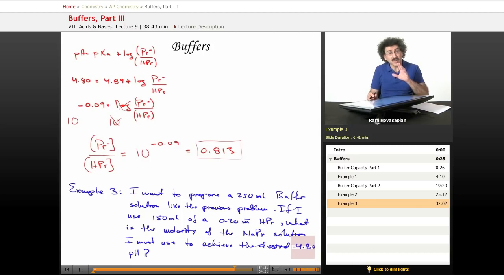Please, it's very, very important that you understand what this question is asking. I want a pH of 4.8. I've already calculated that I have a ratio of 0.813. I'm preparing 250 mils of that buffer solution, using 150 mils of a 0.2 molar HPr. Well, 250 minus 150 leaves me 100 milliliters of sodium propanoate solution. However, what's the molarity of that sodium propanoate I need in order to get to a pH of 4.80? This is actually just a stoichiometry problem, believe it or not. So let's go ahead and do this.